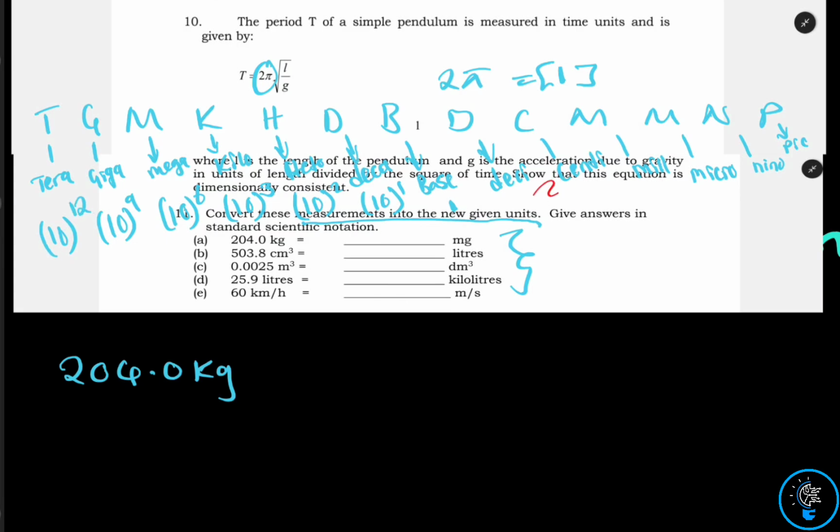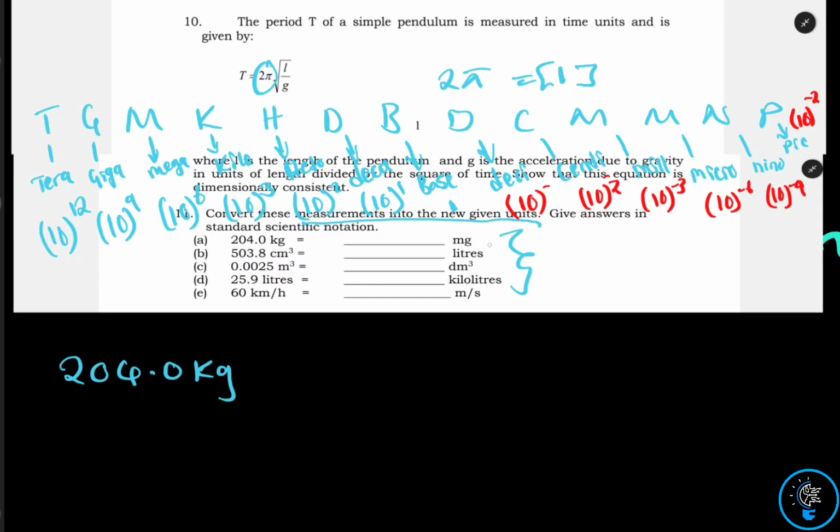This side we are going to have 10 to the power negative 1, then from there it's 10 to the power negative 2, then 10 to the power negative 3, then 10 to the power negative 6, then 10 to the power negative 9, then 10 to the power negative 12. Okay, now that we've established the metric system, it will be easy now to work out these questions.